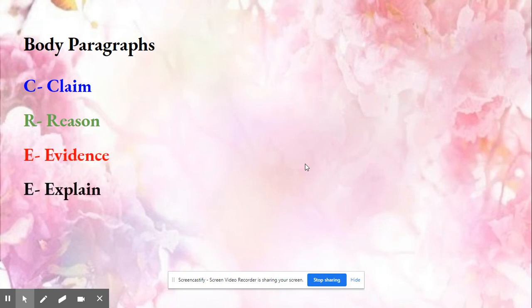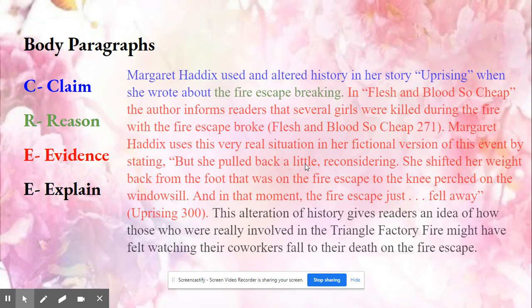And the next paragraphs that we're going to need to be focusing on are our body paragraphs. In our body paragraphs, we're going to have a claim, a reason, evidence, and an explanation. These are color-coded, so when we look over here at the example, you'll see my claim in my paragraph is blue, my reason is green, my evidence is red, and my explanation is in black.